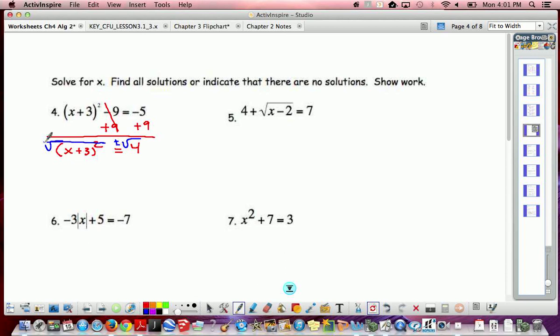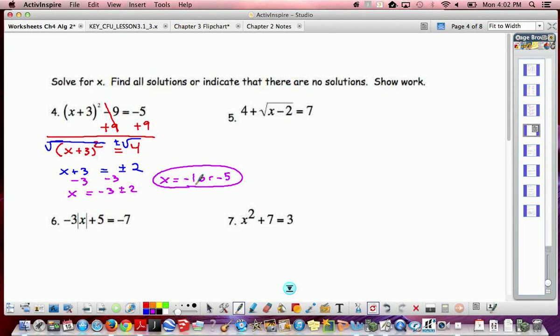So when the square and square root cross out, I have x + 3 = ±√4, which is ±2. So this means we're going to more than likely have two solutions. Now I'm going to subtract 3 from both sides. So x = −3 ± 2. So x = −3 + 2, which is −1. And −3 − 2 is −5.